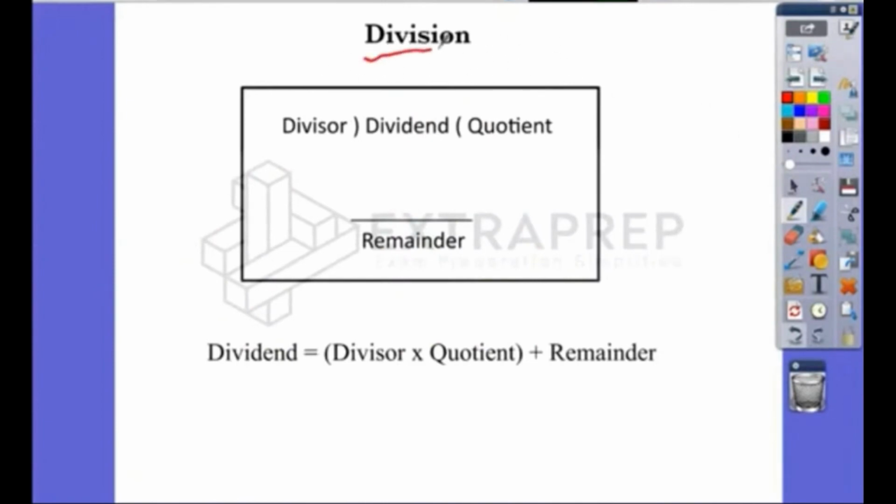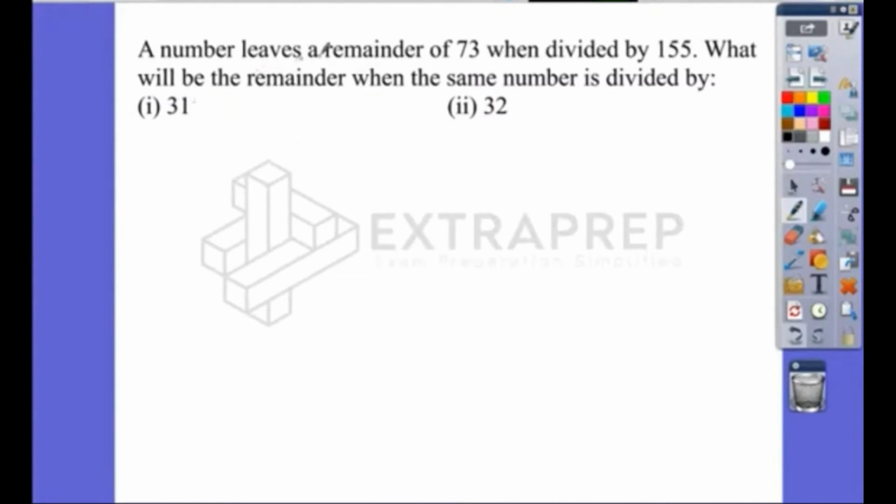Division. Now, what do you mean by division? You divide the dividend by the divisor, you get the quotient, what's left is the remainder. When you write that in the form of an equation, you get dividend is equal to divisor into quotient in brackets plus remainder. A number leaves a remainder of 73 when divided by 155. What will be the remainder when the same number is divided by 31 and 32?